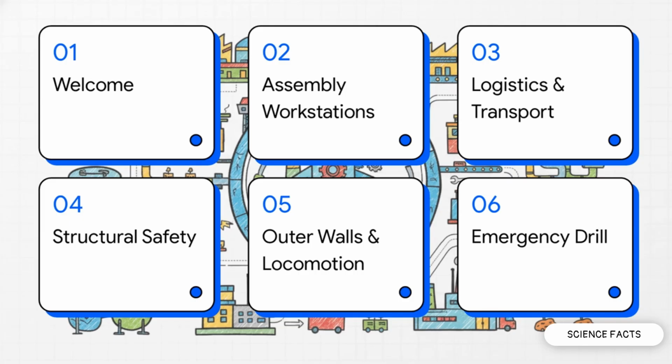So here is our floor plan for today's tour. We'll kick things off with a welcome overview, head right into the assembly workstations, check out the logistics highways, do a quick structural safety inspection, examine the outer walls, and then we'll wrap up with a mandatory emergency drill and trainee quiz. Let's dive in.